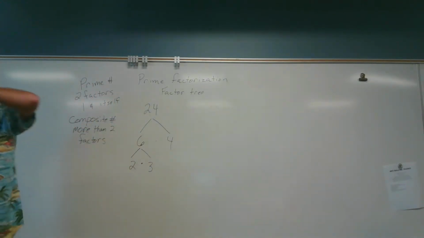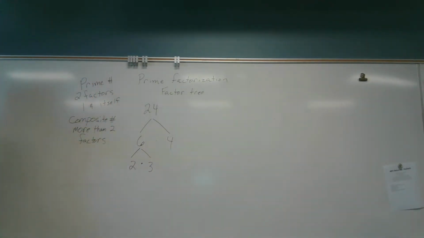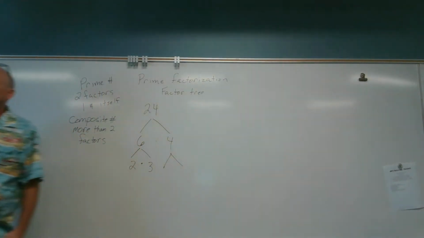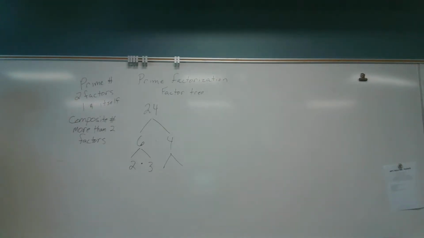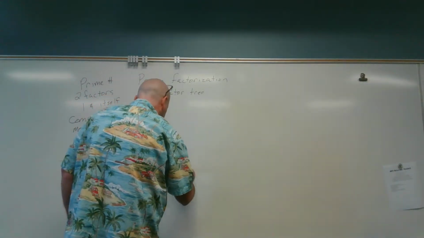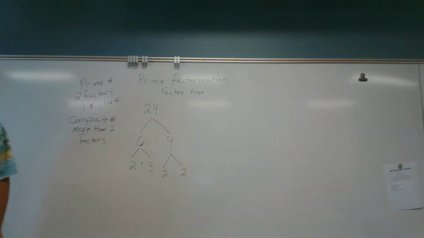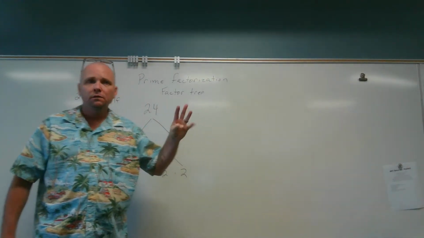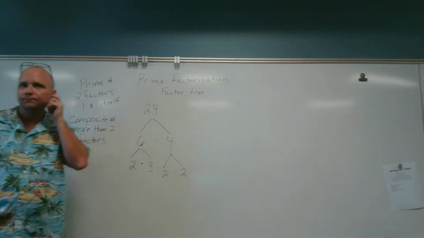Macy, 4, composite or prime? Composite. And what are my factors besides 1 and 4 that I can multiply together to equal 4? 2 times 2. So 4 has 3 factors: 1, 2, and 4. 3 factors for the number 4.